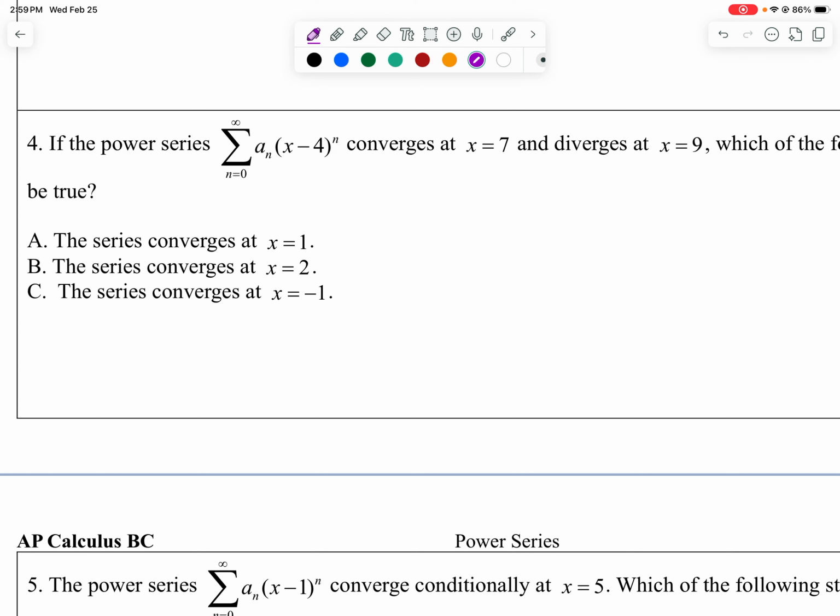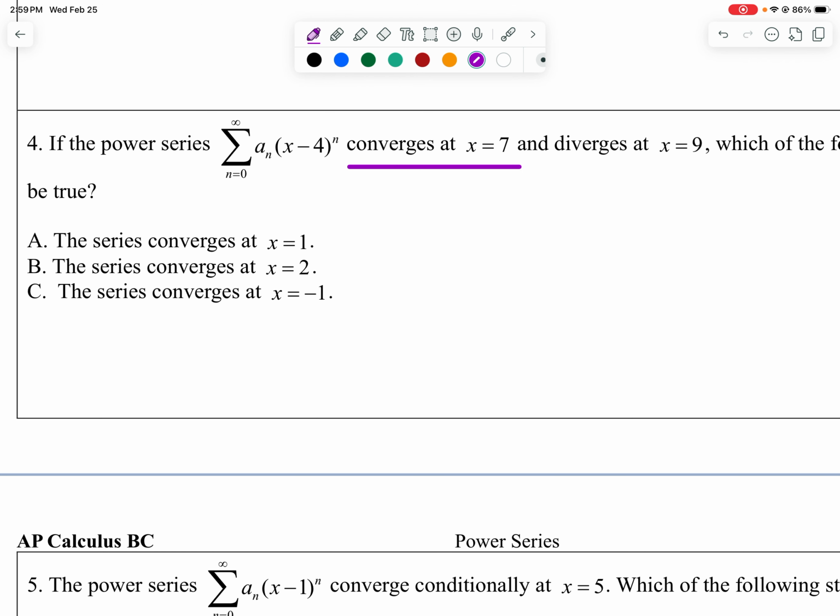All right. I'm gonna go over 4 and 5 again because there was a lot of confusion about 5, and it deals with the wording of 5 and the wording of 4. So let's look at 4 again. 4 says if the power series, that thing right there, converges at x is equal to 7 and diverges at x is equal to 9, which of the following must be true? Now, here's the wording in terms of number 4.